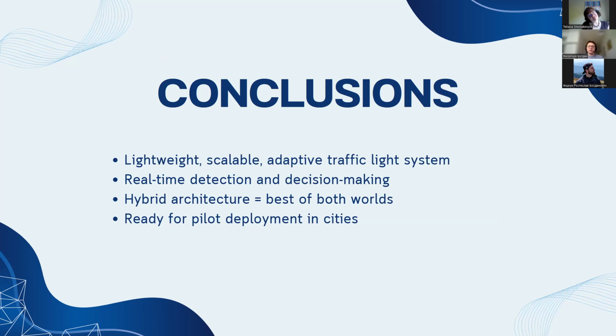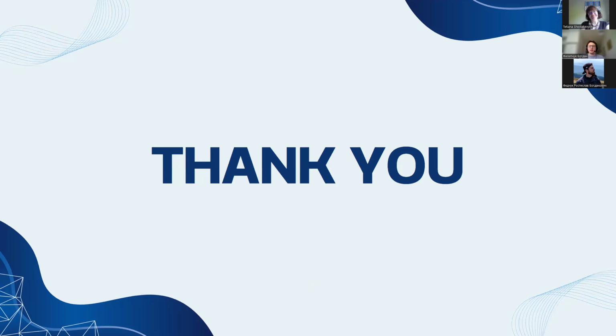To conclude, our system presents a lightweight, scalable, and adaptive solution for traffic light control. It integrates real-time vehicle detection with responsive decision-making, ensuring both accuracy and efficiency. The hybrid architecture combines the flexibility of AI-based detection with the robustness of a structured backend engine, delivering the best of both approaches. With a modular design and reliable fallback mechanism, the system is ready for pilot deployment in urban environments and provides a solid basis for continued scientific exploration. Thank you for your attention, and you're welcome to ask any questions.